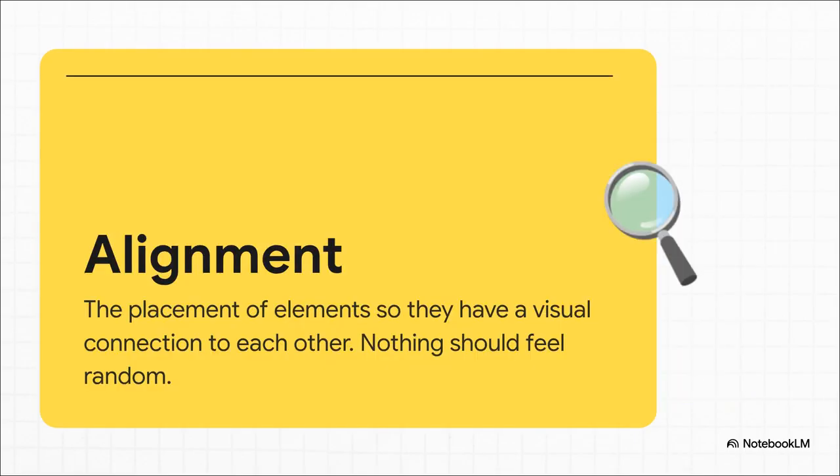Okay, so your elements have breathing room. Now, they need to feel connected and intentional, not just scattered all over the page. That's the job of alignment. It's like the invisible glue that holds your whole design together. The key is that nothing should feel like it was just dropped there randomly. Every single element needs a visual connection to something else. That's what creates that clean, organized, and professional look.